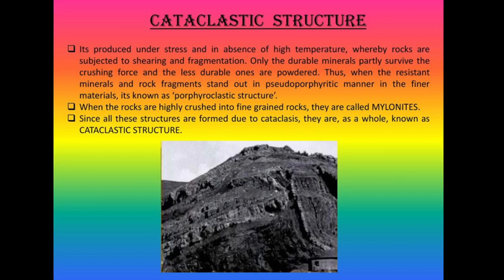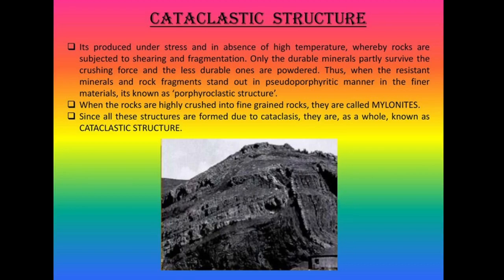Cataclastic structure is produced under stress and in the absence of high temperature, whereby the rocks are subjected to shearing and fragmentation. Only the durable minerals partly survive the crushing force and the less durable ones are powdered. When the resistant minerals and rock fragments stand out in a pseudo-porphyritic manner in the finer material, this is known as porphyroclastic structure. When the rocks are highly crushed into fine grains, they are called mylonites. Since all these structures are formed due to cataclasis, they are called cataclastic structure. Here is a figure showing the cataclastic structure.